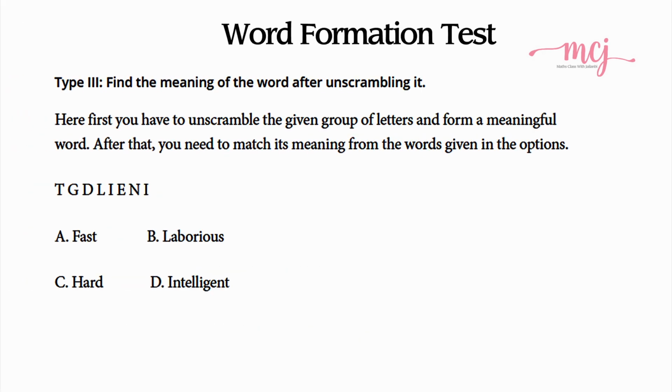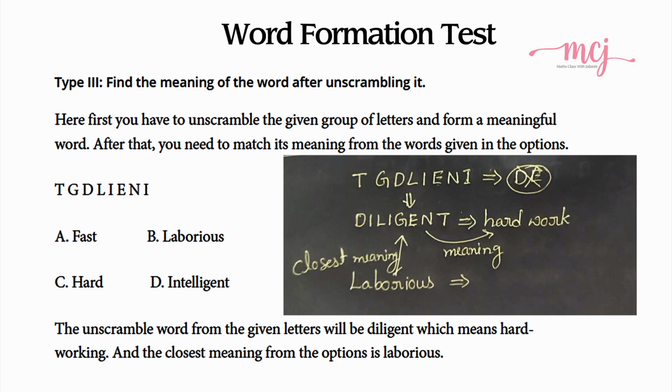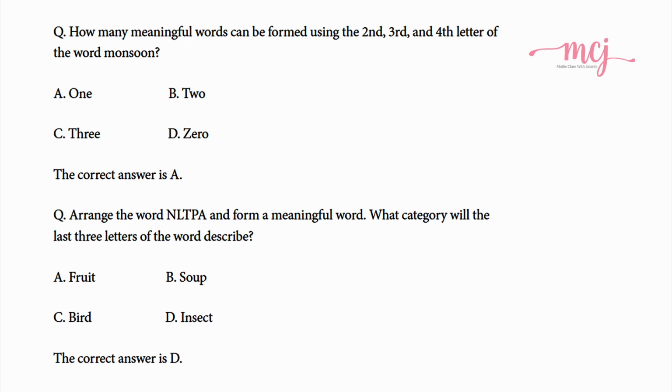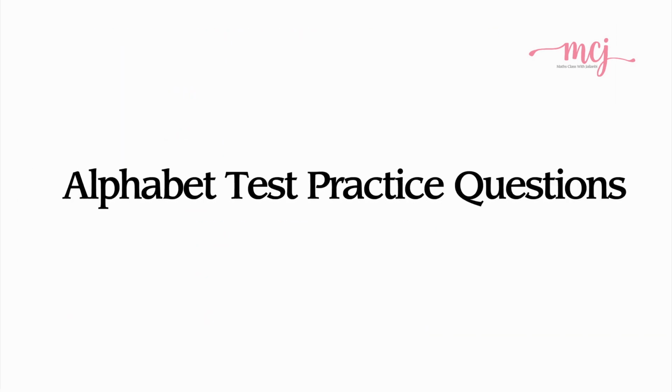Next, type 3. Find the meaning of the word after unscrambling it. Here, first you have to unscramble the given group of letters and form a meaningful word. After that, you need to match its meaning from the words given in the options. Here we gave some group of letters and 4 options. Next, the unscrambled word from the given letters will be diligent, which means hardworking. And the closest meaning from the options is laborious. Here we have some practice questions. You can practice them.